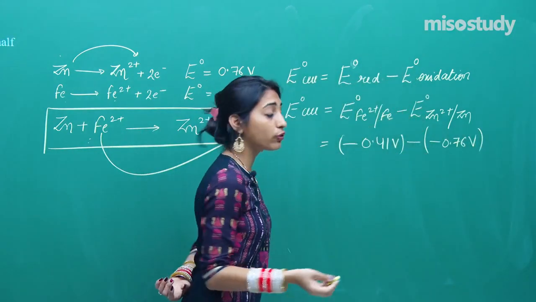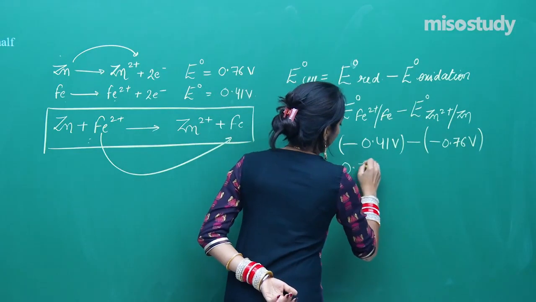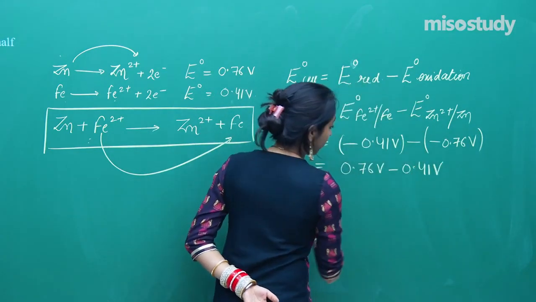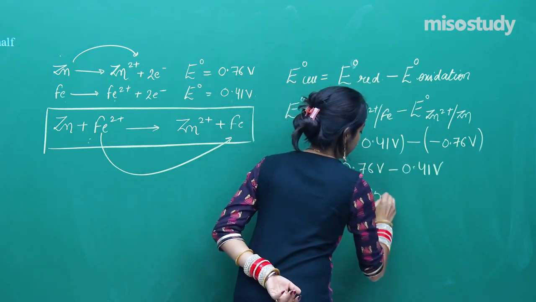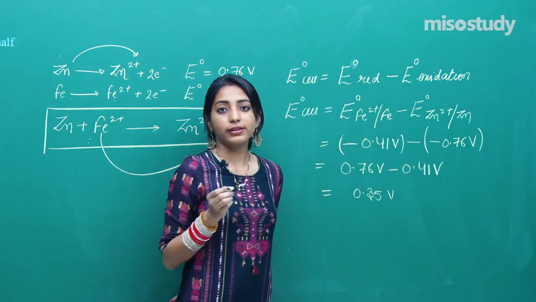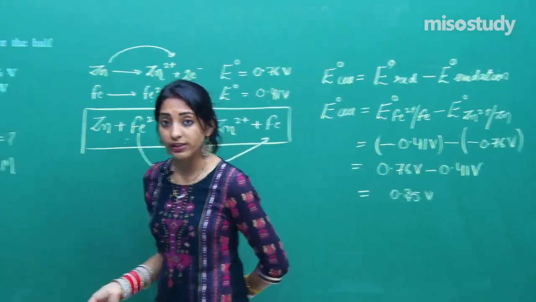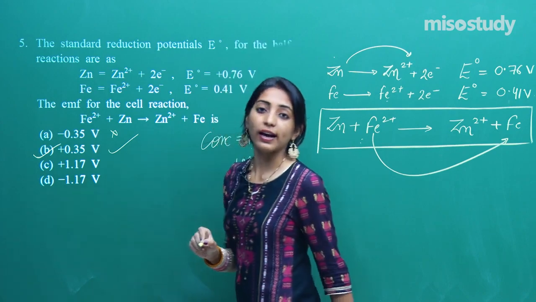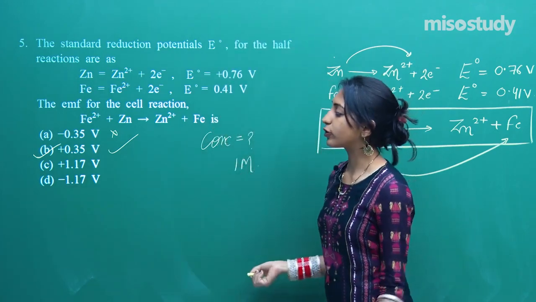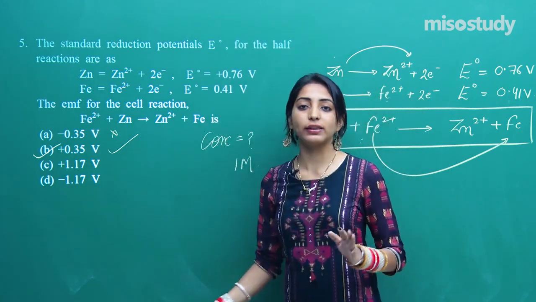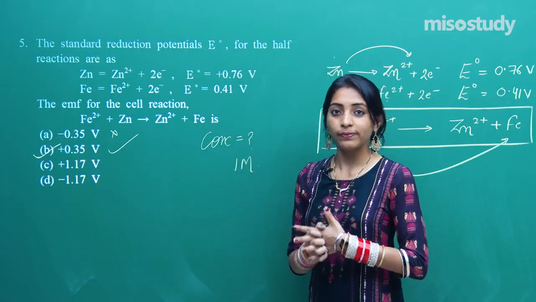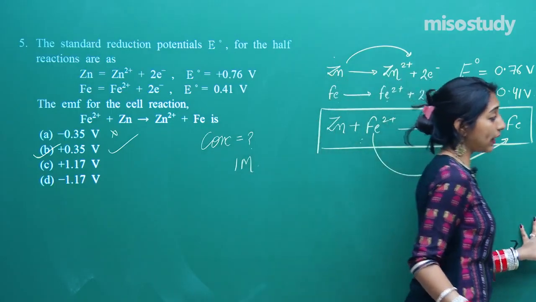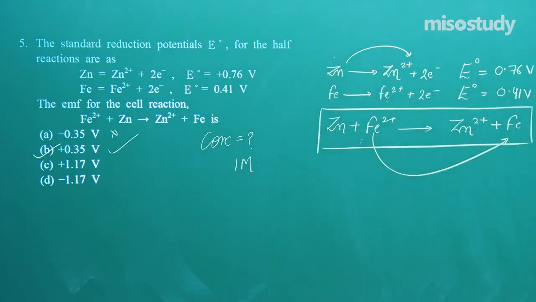Now if I ask you to solve it, you will get 0.76 minus 0.41, and when you solve it further, you will get 0.35 volts. Let's check if the options are there. Minus 0.35, plus 0.35. Yes, we have it. So option B is the correct option for this question. This was about your question number 5. Now note the solution and then we'll move on to the next question.